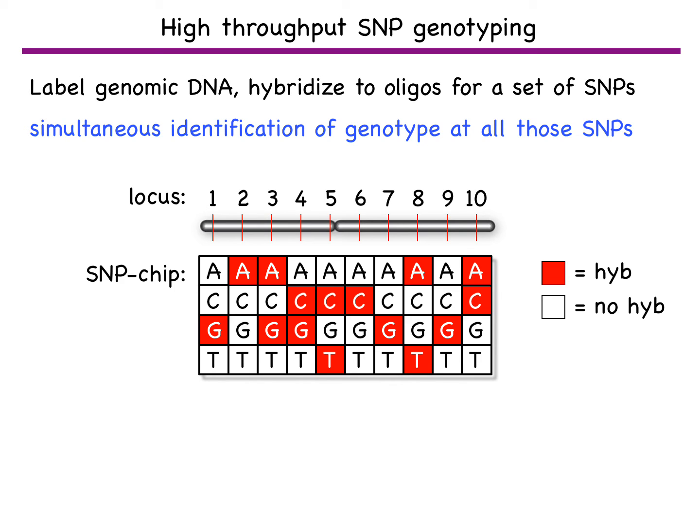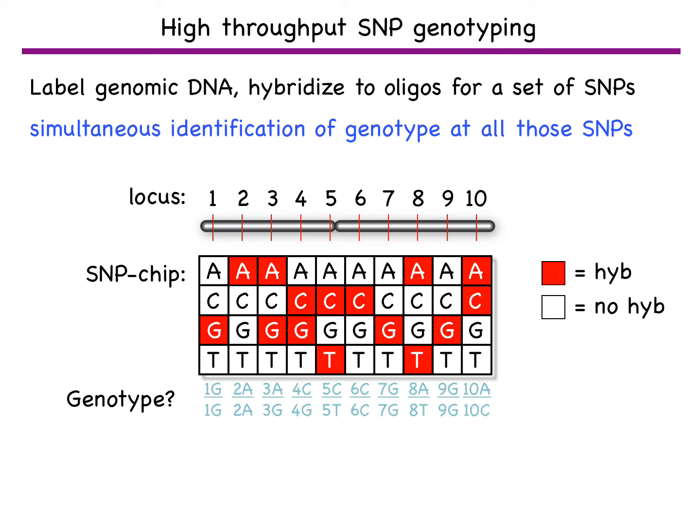So if this is an autosome, for example, then you know that there have to be two alleles for each of these sites, so you can just read off the genotype. At locus number 1, for example, the genotype is a GG homozygote, because you only see one spot that's hybridizing. In number 2, it's got to be an AA homozygote. At number 3, it's an AG heterozygote at that site, and so on and so forth.